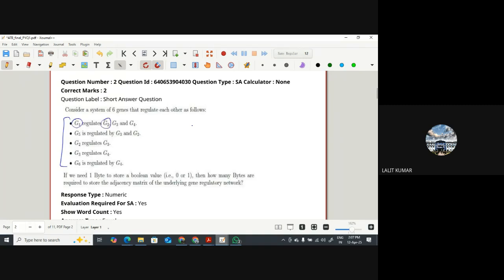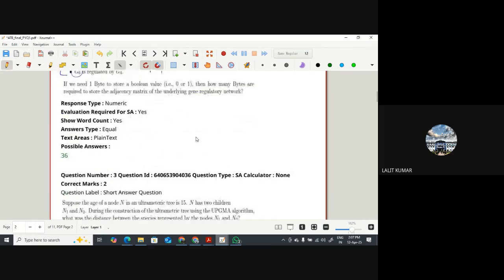So G1, G2, G3, G4, G5, G6. When you make an adjacency matrix, it will have 6 columns and 6 rows. It means it will have 6 into 6, that is 36 values. Okay, so there is no problem in this question. Easy.